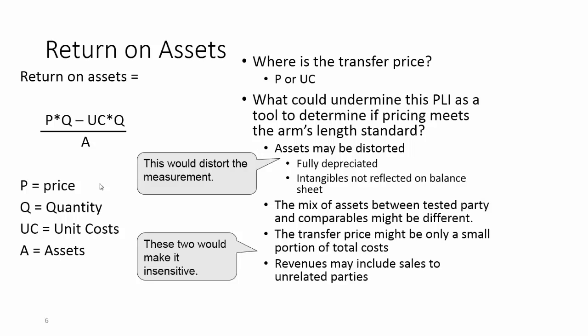Here, we can see that for this particular type of PLI, it may be distorted by the fact that we're looking at different types of assets. Assets that are fully depreciated versus non-fully depreciated assets, since you'll show a lower book value for fully depreciated assets versus non-fully depreciated assets. Also, if the revenues also include sales to unrelated parties, that will also make this PLI more sensitive.